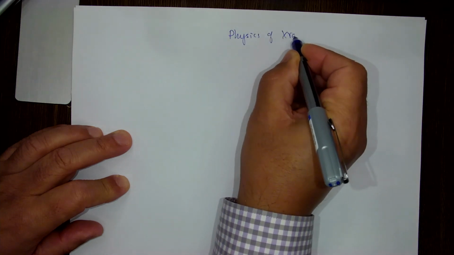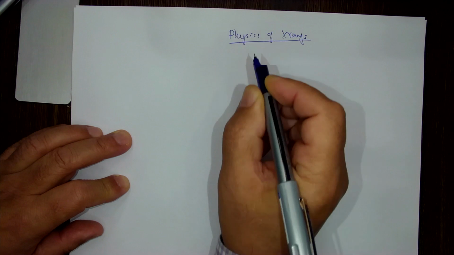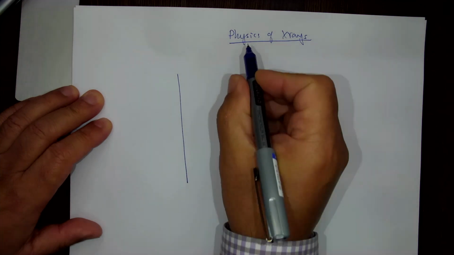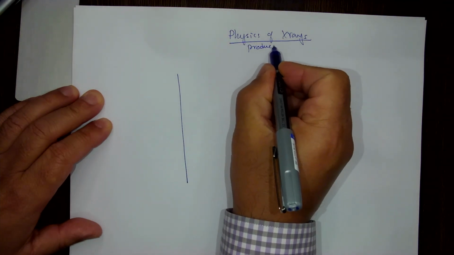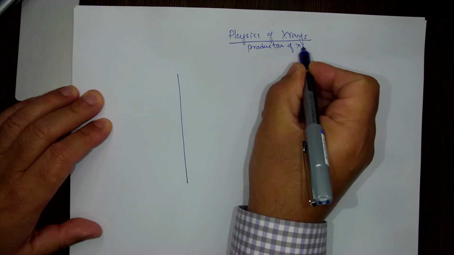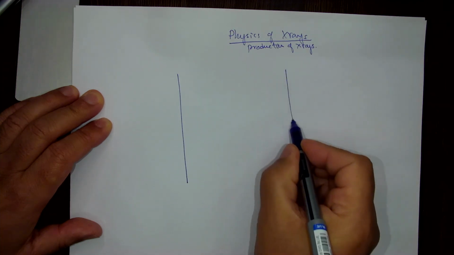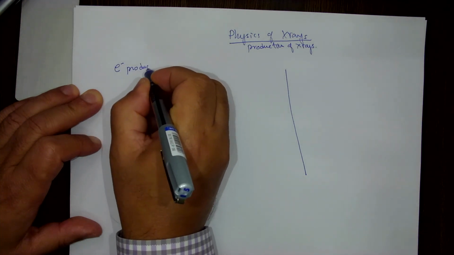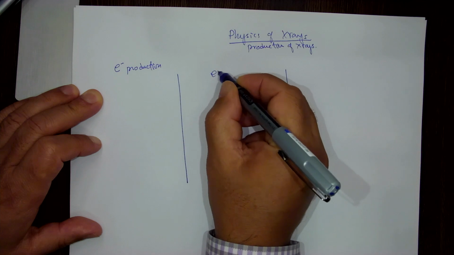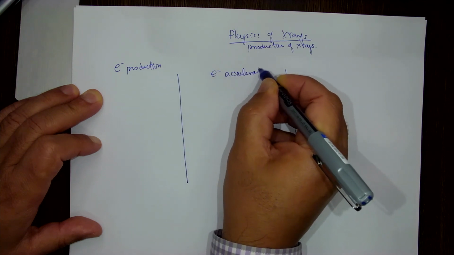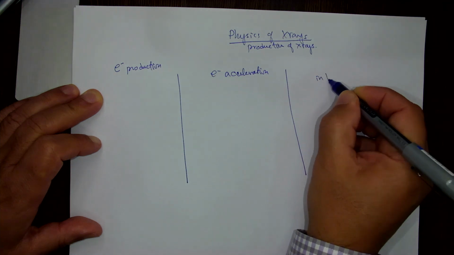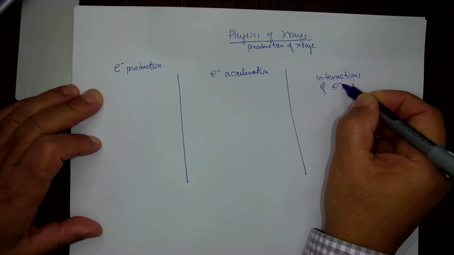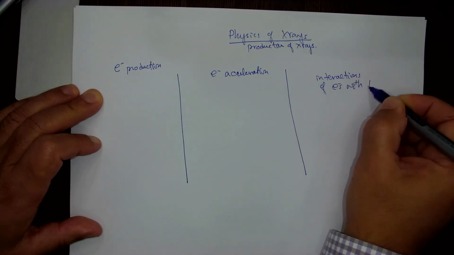Physics of X-rays. So let's take it step by step. As we did before, we have the generation or production of X-rays. It includes 3 stages. Stage 1, we call it the electron production, and 2, electron acceleration. And then here, interactions of electrons with the target.